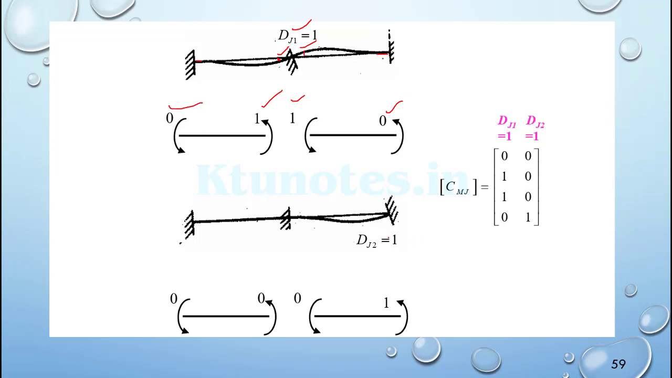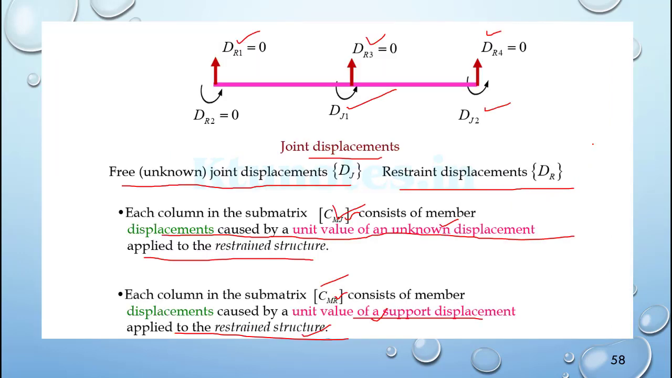And while applying dj2 equal to 1, here there will be a rotation, here 0, here 0, and here 0. So all those things are noted as CMJ. It is a member displacement caused by the unit value of unknown displacement applied to the restrained structure.